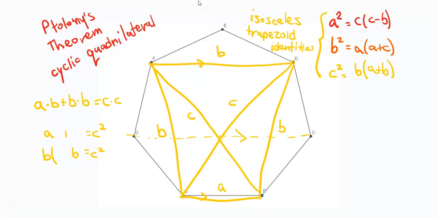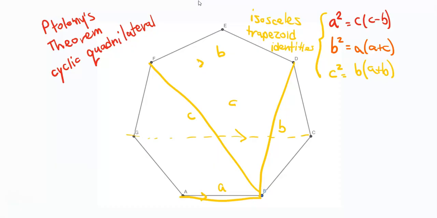So that leaves one other type of identity that comes out of this that is non-isosceles trapezoid, but it is still what I would call a cyclic quadrilateral nonetheless.